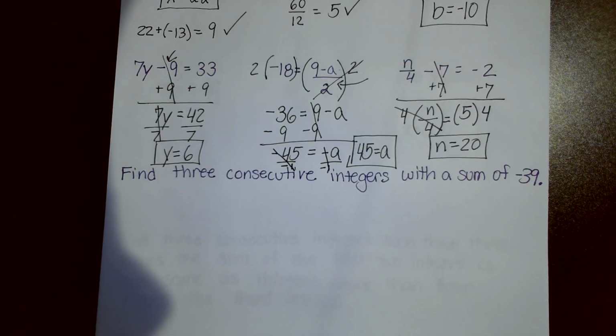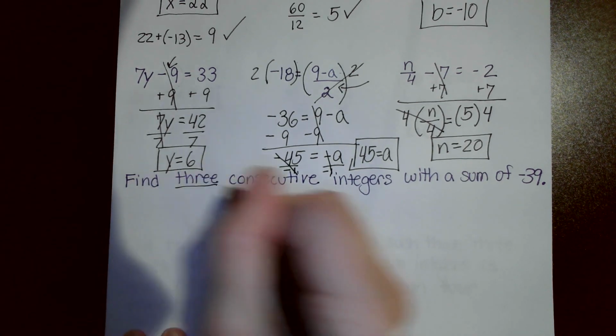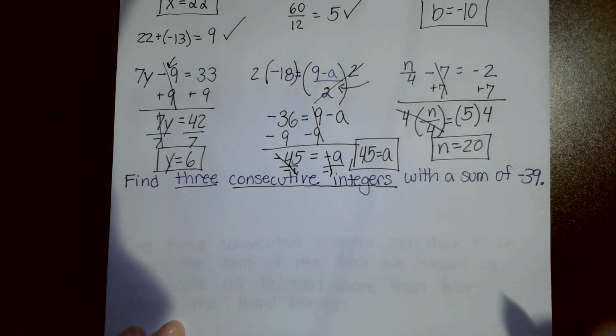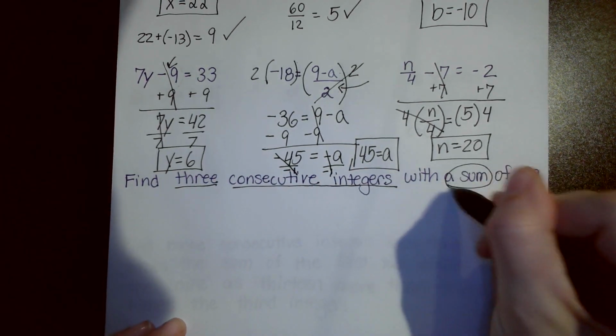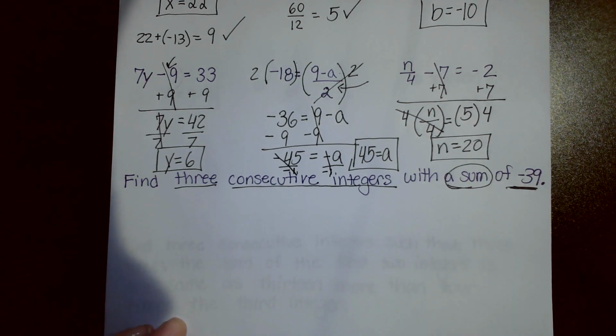All right, now, our favorite questions. You guys actually were getting really, really good at these, so that's something to be proud of because these trick a lot of students and a lot of adults. So let's work through one of our consecutive integer problems. The question is asking us to find 3 consecutive integers with a sum of -39. So we want 3 consecutive integers.